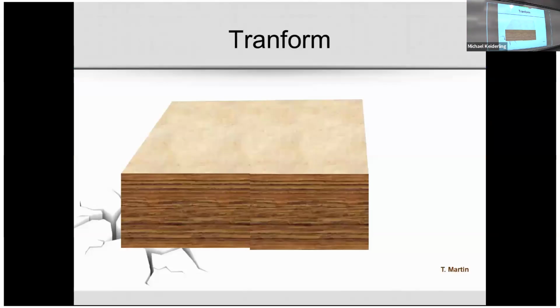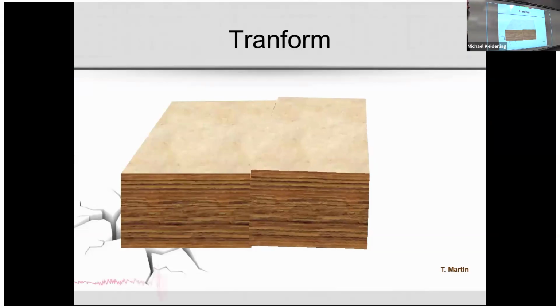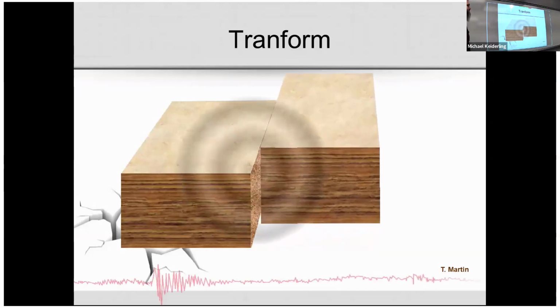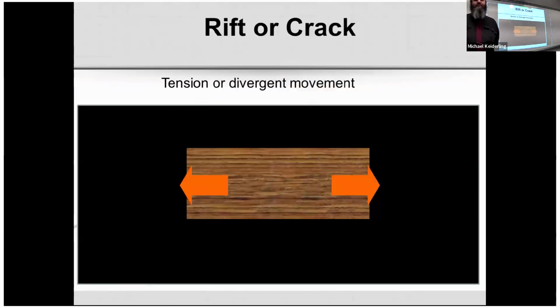Finally, we have transform motion. This occurs where two plates slide or grind past each other. Again, this generates earthquakes. Now let's take a look at the structures identified with each of these three types of motion. To start off with, let's talk about rifts or cracks.